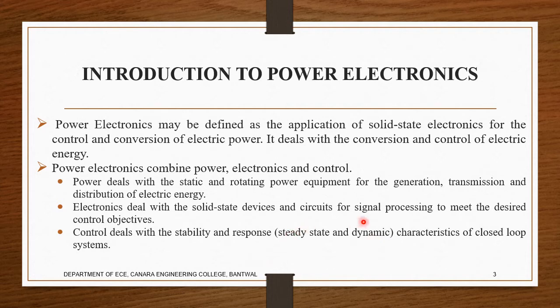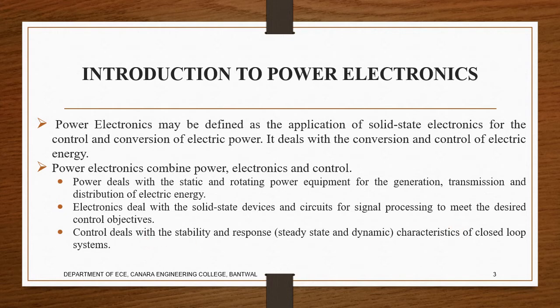Like SCRs, usually they have cutoff values. Transistors also have a cutoff value. A diode has a cut-in point, as we know, the universal value. Then the control deals with the stability and the response, like the steady state or dynamic characteristic of a closed loop system. So whatever this process is done is within the closed loop.